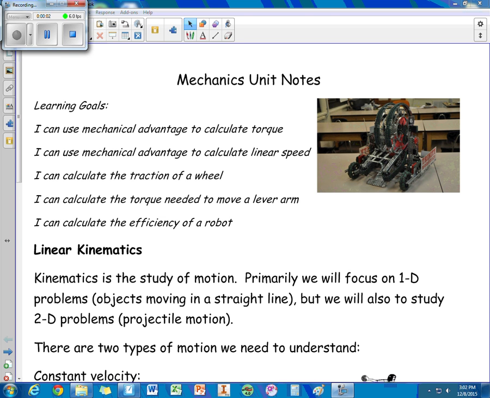Okay, this is the mechanics unit notes for Robotics 2. In this unit, I want you to be able to use mechanical advantage to calculate torque, use mechanical advantage to calculate linear speed, find the traction of a wheel, calculate the torque needed to move a lever arm, and calculate the efficiency of a robot.